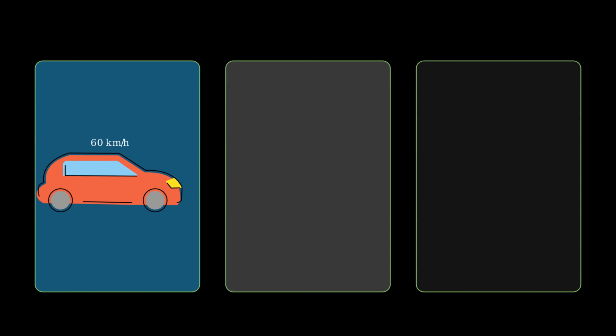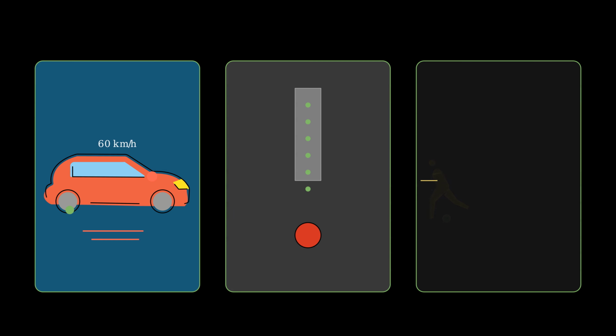A car slams its brakes at 60 kilometers per hour. A ball is dropped from a building. A sprinter explodes off the blocks. What do all of these have in common?